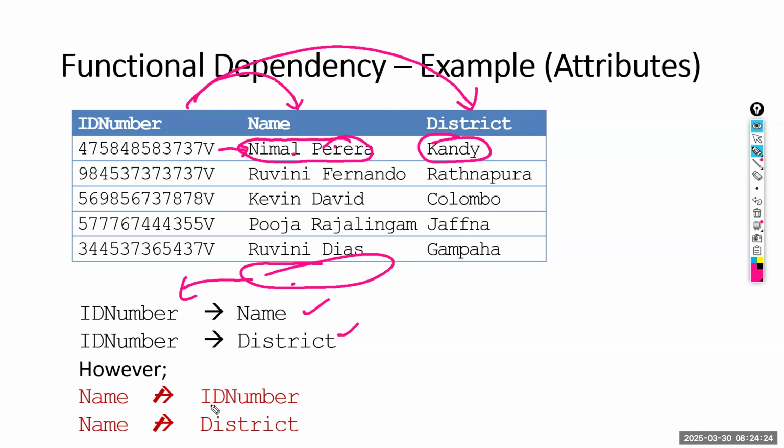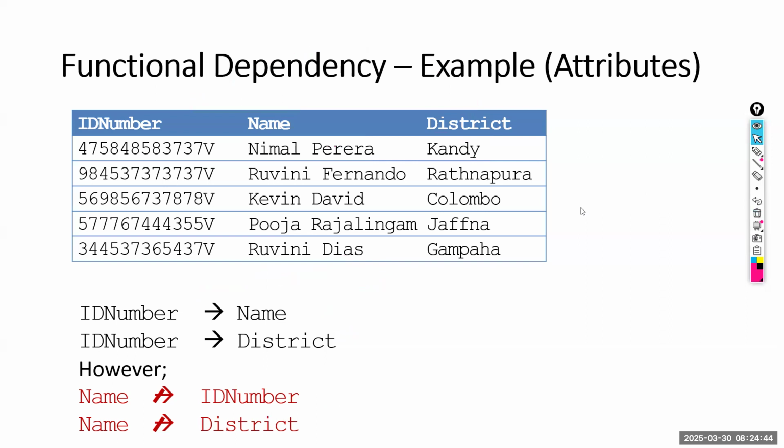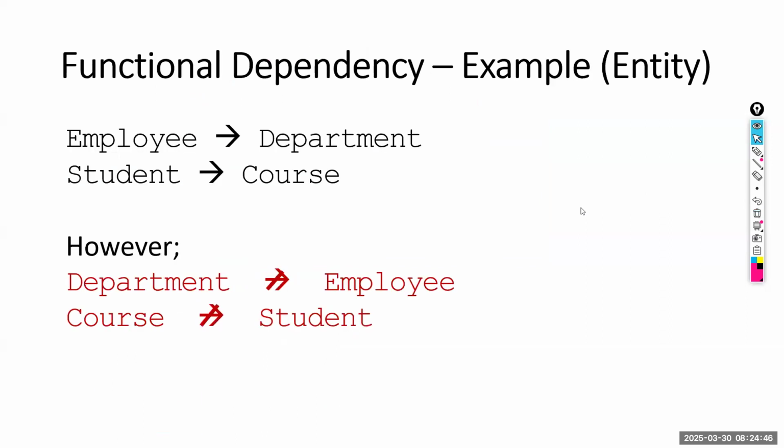Name does not functionally determine district because there can be two people with the same name in the same district or different districts. So therefore, these are not functional dependencies. Okay, but these are valid functional dependencies. So this functional dependency is a theory. It's part of the relational theory.